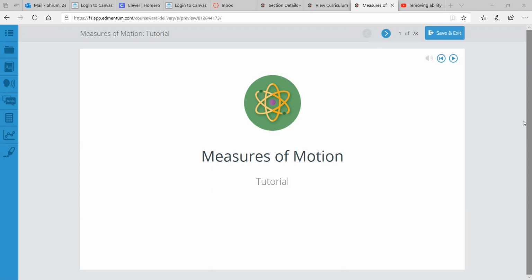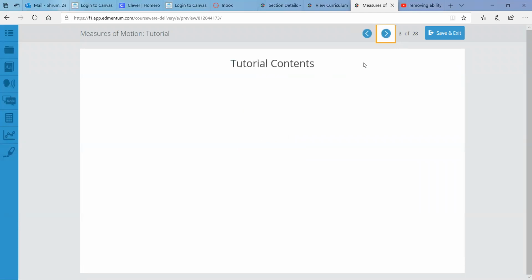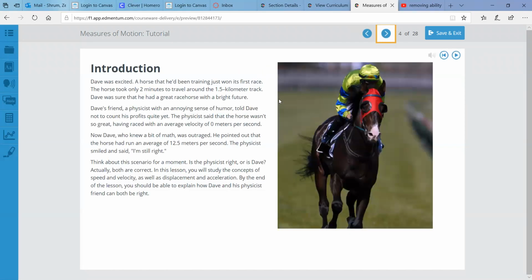We are going to move on with motion, and today we're going to talk about measures of motion. So in this lesson, we're going to define distance, displacement, speed, velocity, and acceleration, and understand how they are related. Now, we discussed this a bit in the previous lesson. Here we're going to get a little deeper.